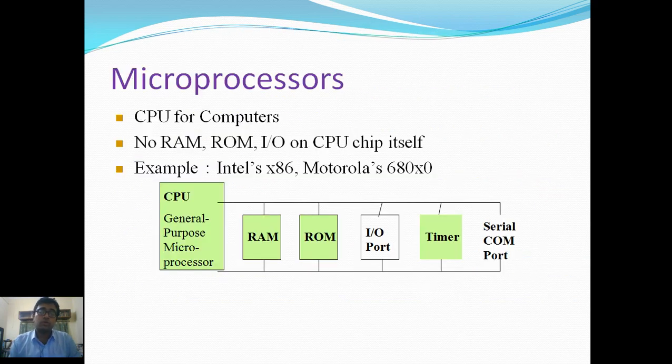Now, microprocessor. What do we have in a microprocessor? We have a CPU for the computer, with no RAM, ROM, or input-output on the CPU chip itself. Examples: Intel x86, Motorola 68080. The CPU is general purpose. A general purpose microprocessor is used together with RAM, ROM, and input-output ports for communication, serial and parallel.